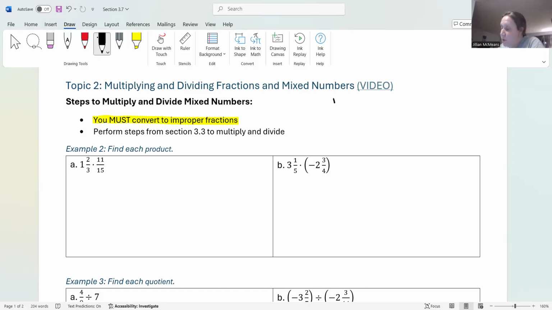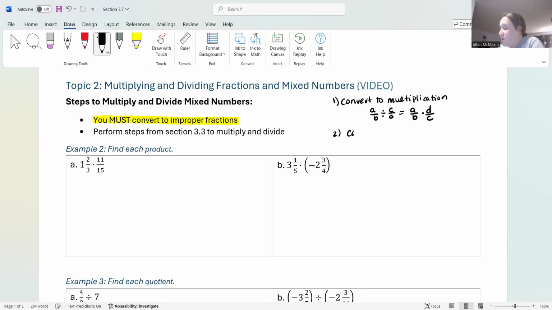So that would be number one, convert to multiplication. If you're already dealing with multiplication, no big deal. But if you're dealing with division, you have to convert it to multiplication, meaning if we have A over B divided by C over D, we leave the first fraction the same, and then we multiply by the reciprocal of the second fraction. So that would be A over B times D over C. So that's your first step.